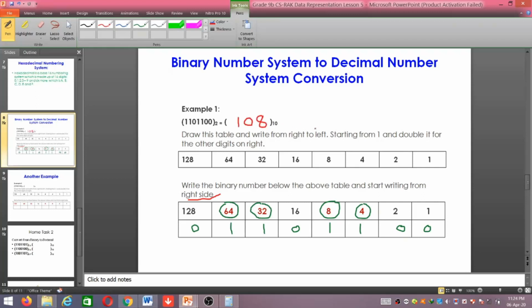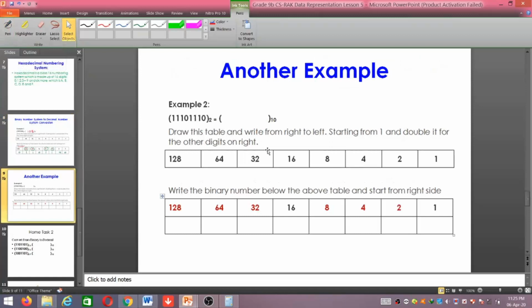I hope you understand it, and for this you need a lot of practice. So you have these two examples, you can solve it first, and then at the end you will have a home task that will help you to practice more. Okay, let us do one more example and you will understand it better.